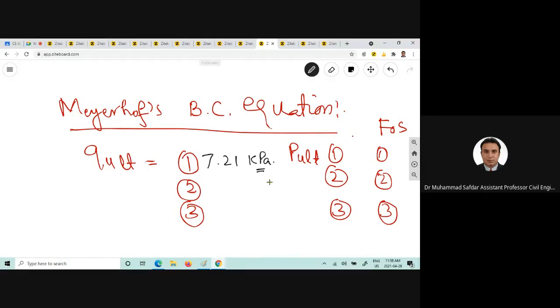I need two readings for the q ultimate, and now Ashad, you can go for the P ultimate and the factor of safety as well. Okay, sir. Okay, so you can solve the other part of this problem.